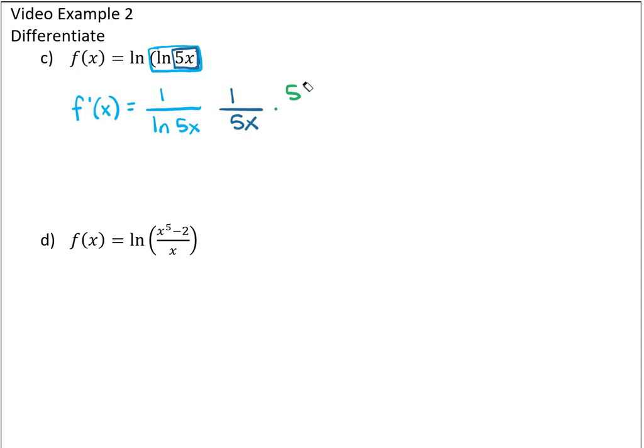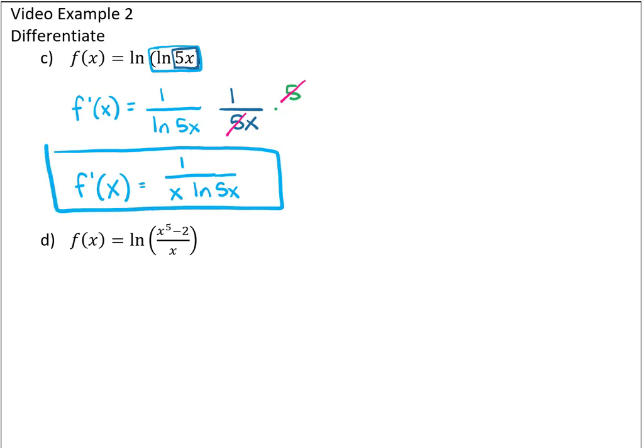Now we can reduce the 5. So 5 divided by 5 goes away. There's nothing else I can reduce. So if I want to rewrite it, I would get f prime of x is equal to 1 in my numerator. Pull out my variables in the front, and then I have ln of 5x. So there's my derivative.